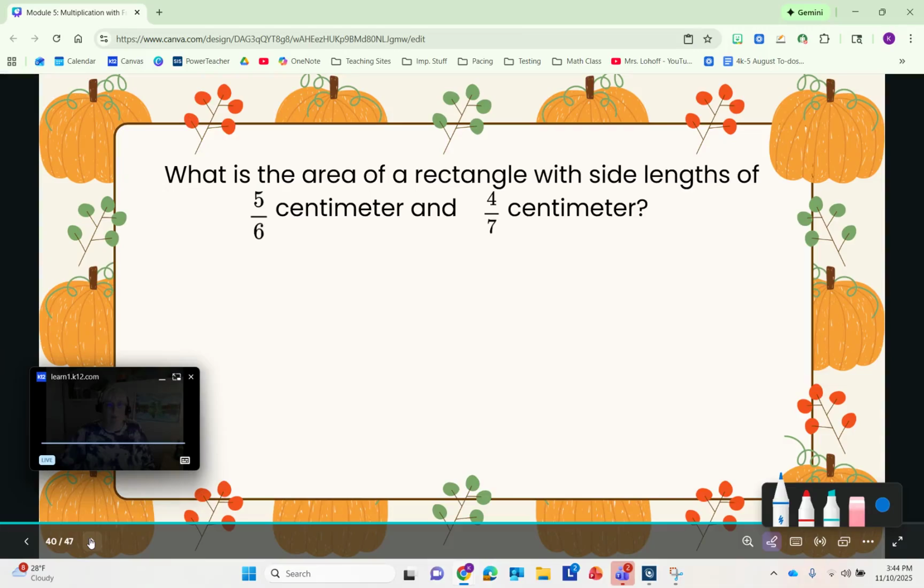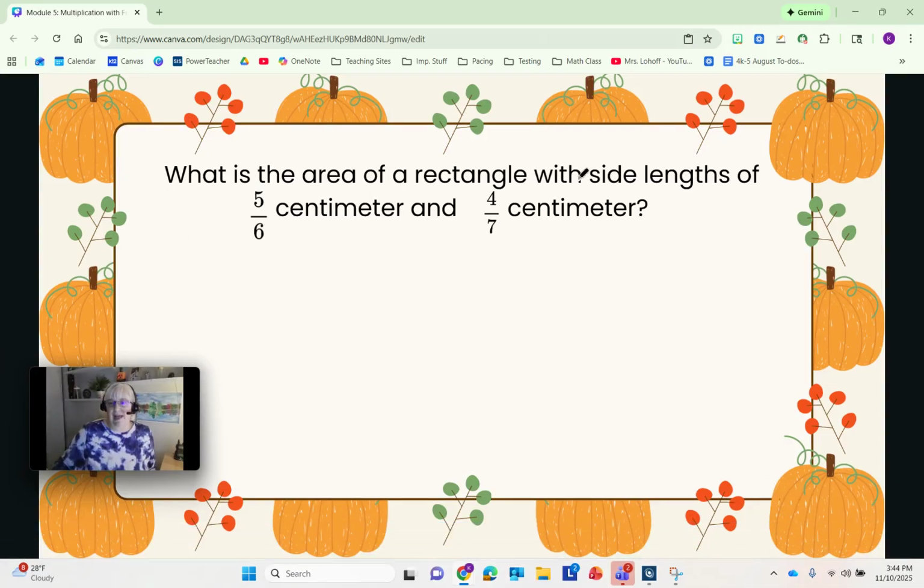All right, I have one more here. What is the area of a rectangle with side lengths of 5/6 of a centimeter and 4/7 centimeter? When we figure out the area of a rectangle, we take the length times the width. So we have 2 measurements here, 5/6 times 4/7. I'm going to do it 2 ways.